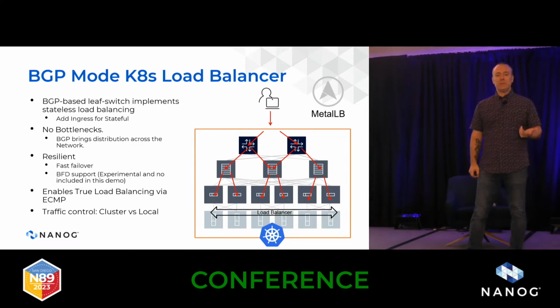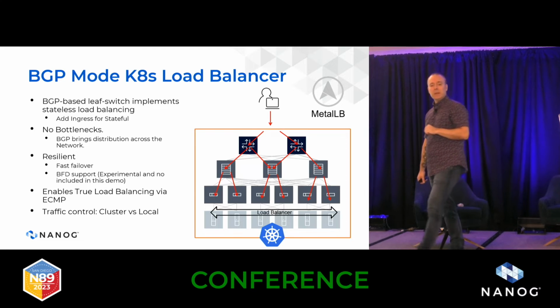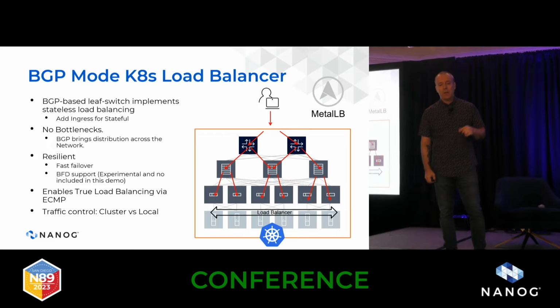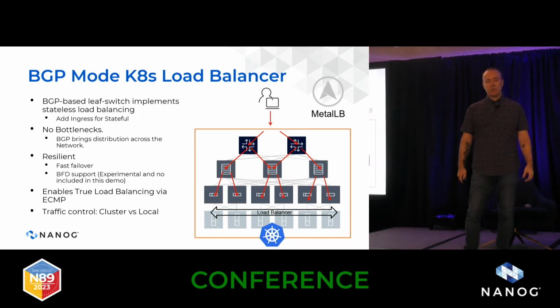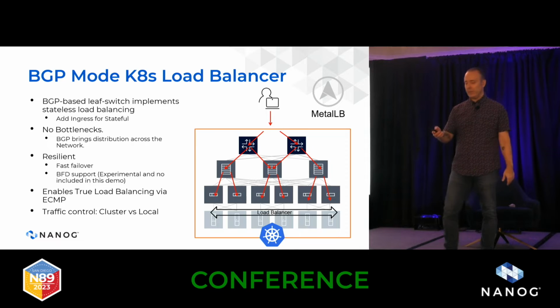Then in the case of BGP, what you're doing is every node in the Kubernetes cluster is going to be BGP enabled for the leaf that is directly connected. You don't have bottlenecks because, using ECMP, you are spreading the traffic all over the fabric. And there is an experimental option with BFD that I haven't tried in this demo, but be my guest. And you can also, when you define the traffic policy in the cluster versus local, see the actual difference between one and the other on the pods.